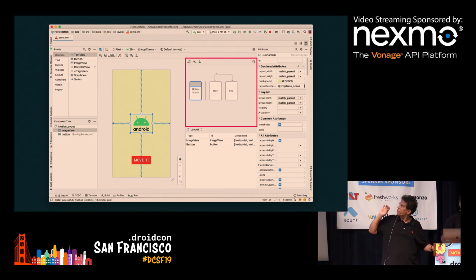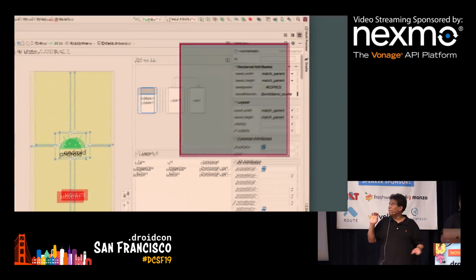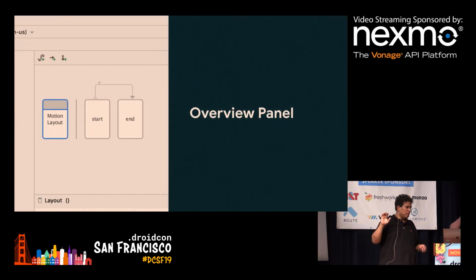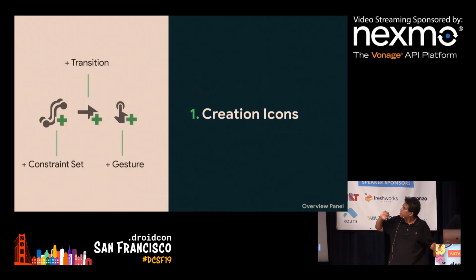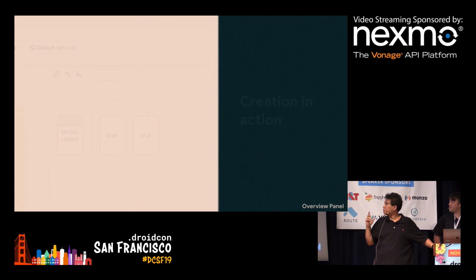Then the overview panel, and this is actually a fairly critical piece of the system in that it's giving you a picture of the states and the transitions of the motion layout. So you can use it to see how many states you have, and you can get a very complex number of states to do lots of complex things. But there's two parts to it. There's a little creation icons, and there's an overview graph. The creation icons have creating constraint sets, transitions, and gestures. And there are two gestures.